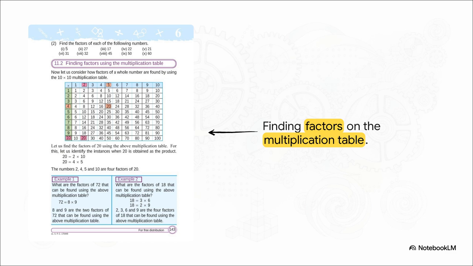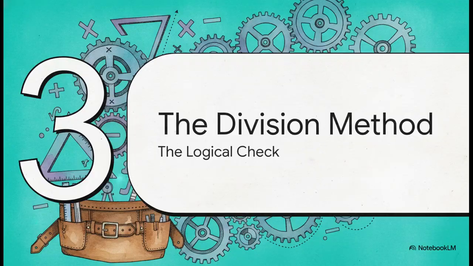Look for 72. You'll find it right there where the 8 row meets the 9 column. This grid allows you to visually track down the composition of almost any number in seconds. Now, what if the number is way too big for our grid?